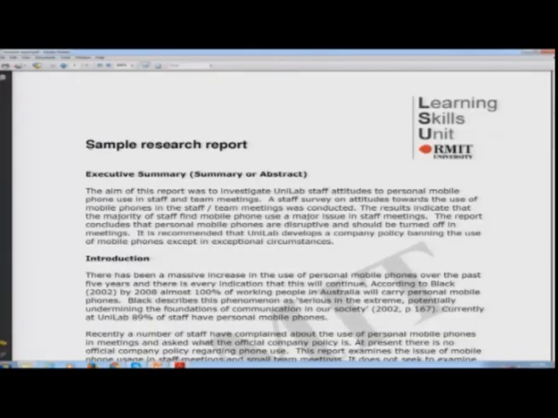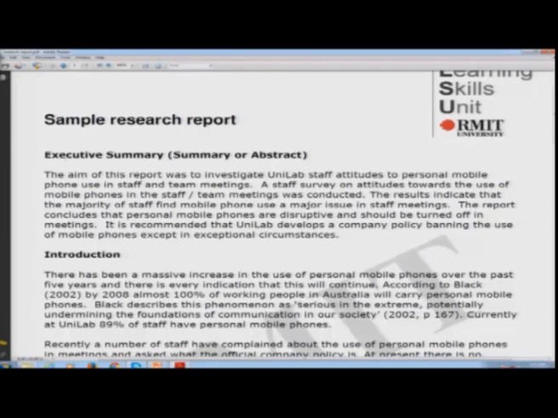So, that is how you conduct a survey and you report it. Now, we will look at a complete research report. This is taken from RMIT University. So, let us look at this. Let us first look at the subsections here.